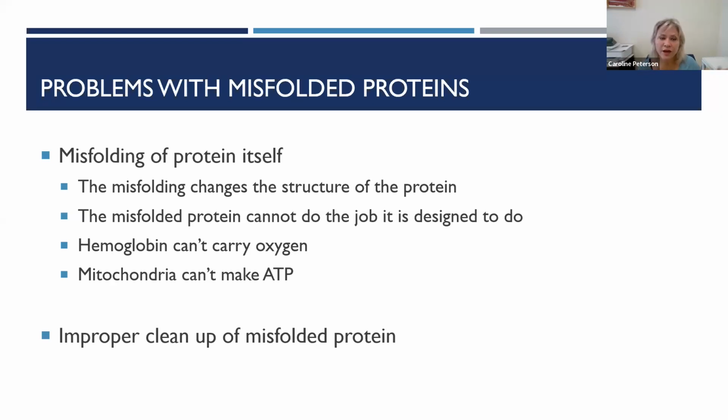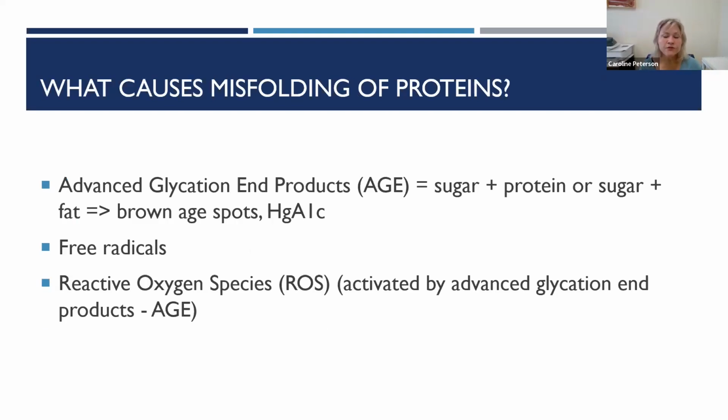We talked about misfolding of protein itself. The other problem with misfolded proteins is if they don't get cleaned up properly. If you have a misfolded protein, at least it should get cleaned up, and then it'll be less of a problem. But if it doesn't get cleaned up, you have two problems on your hands. The misfolding of proteins itself is caused by advanced glycation end products. That means a sugar and a protein combine, or a sugar and a fat combine. What do you get? You get trouble. The thing that everybody knows about the most is brown spots, like I have a lot on my hand. These are all advanced glycation end products. This is all a product of sugar and protein, or sugar and fat combining incorrectly in a way that's harmful.